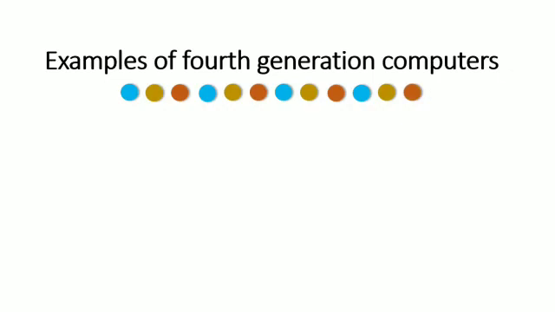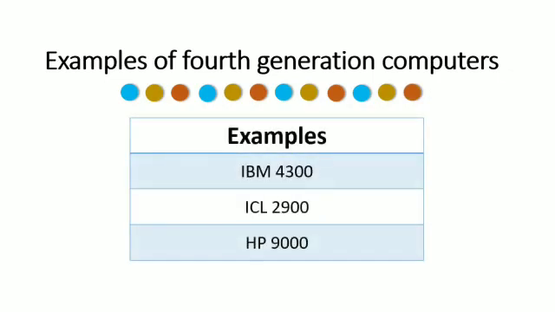Now let's learn examples of fourth generation computers. IBM 4300, ICL 2900 and HP 9000 are some examples of fourth generation computers.